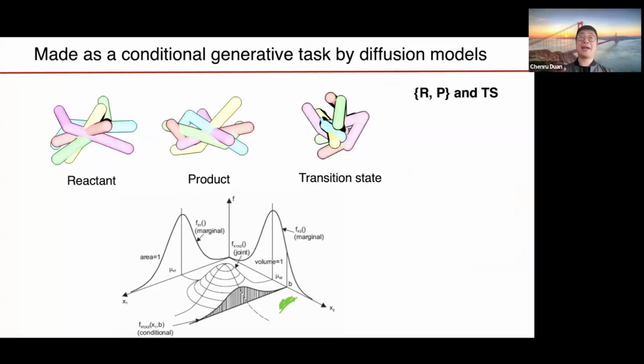Similarly, we have this idea of the reactants, products and transition states, and we also put them together as a joint distribution when the model learns it.